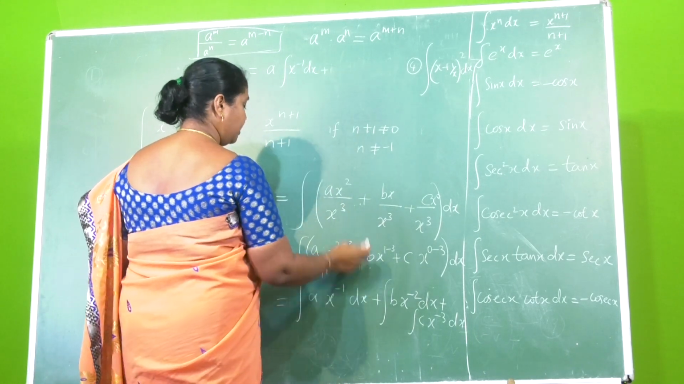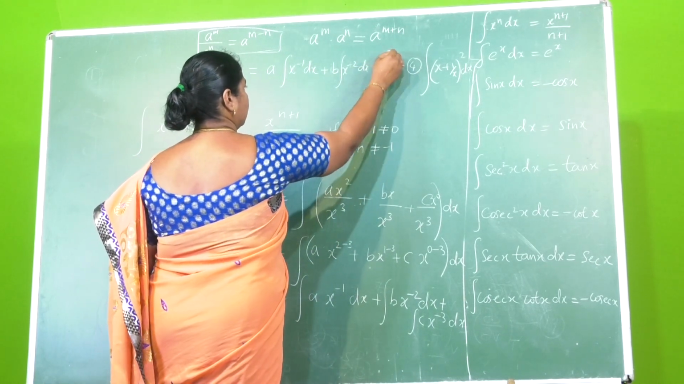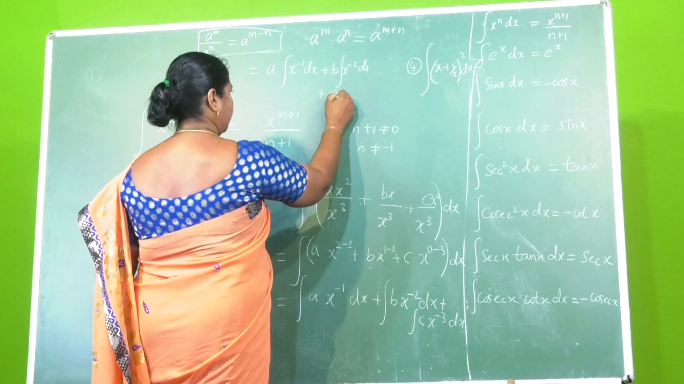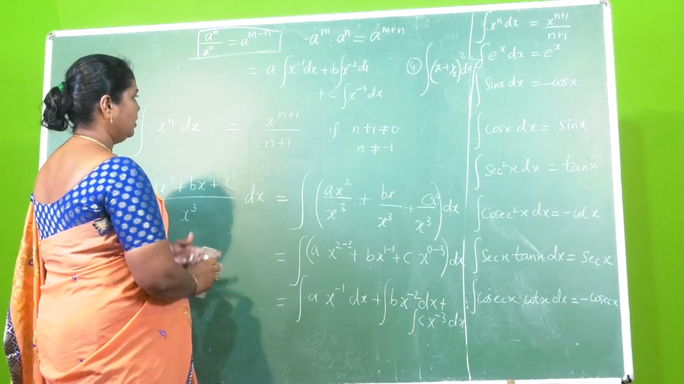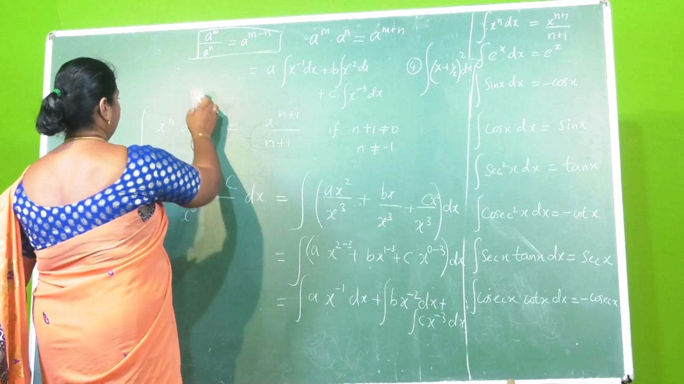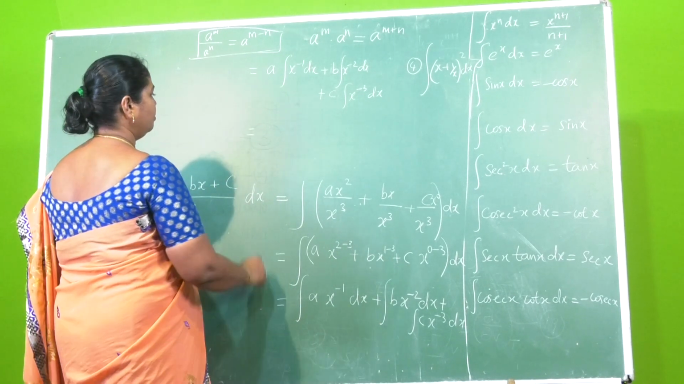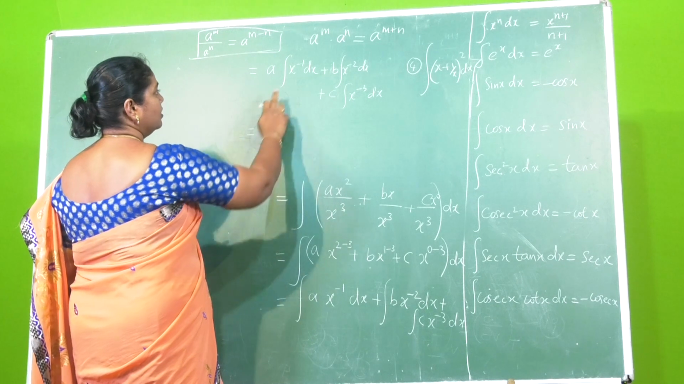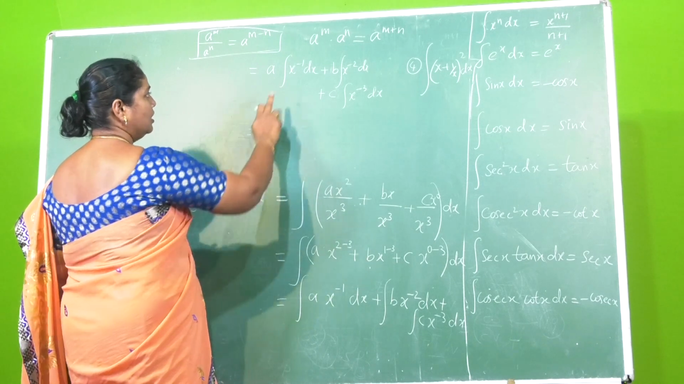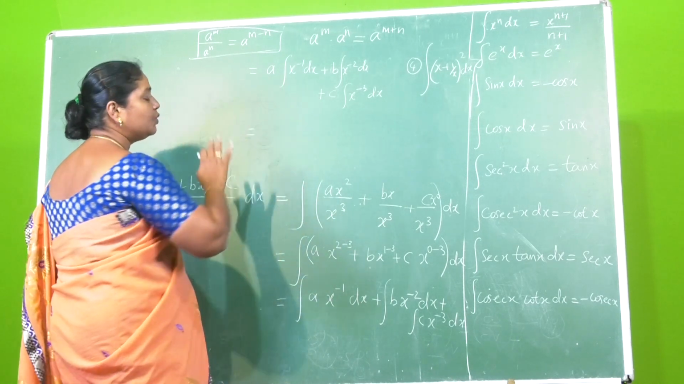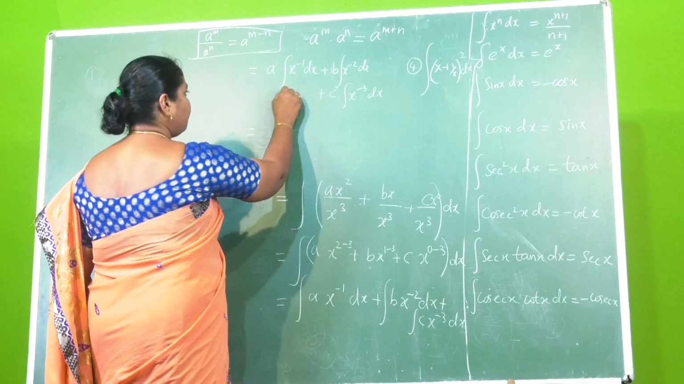So, plus, b is a constant, you can take it outside. So, integral x power minus 2 dx. So, plus the third expression is c times integral x power minus 3 dx. So, again you are going to apply this formula which is already in the right corner. So, I am erasing here. So, as I said, here the power is minus 1. So, we should apply that formula only if the power is not equal to minus 1. So, here you cannot apply the integral x power n dx formula. So, there is a separate formula for this.